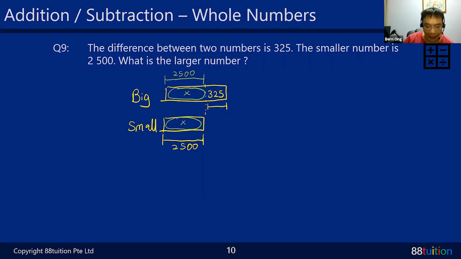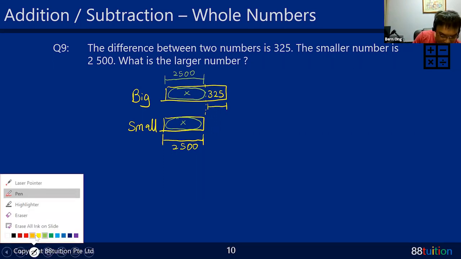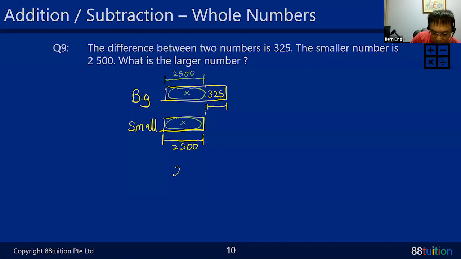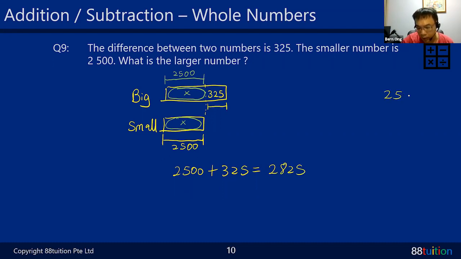You're supposed to find the larger number. How to find the larger number? Simply just take 2,500 plus 325. Very simple: 2,825. Better double check, I don't want to make mistakes for adding. So 2825 is the answer.